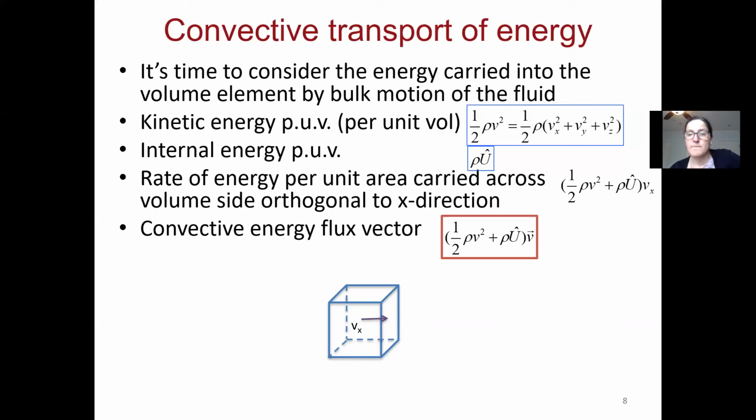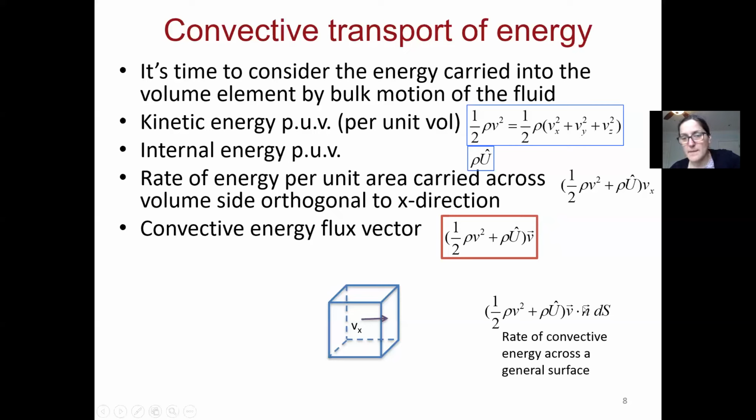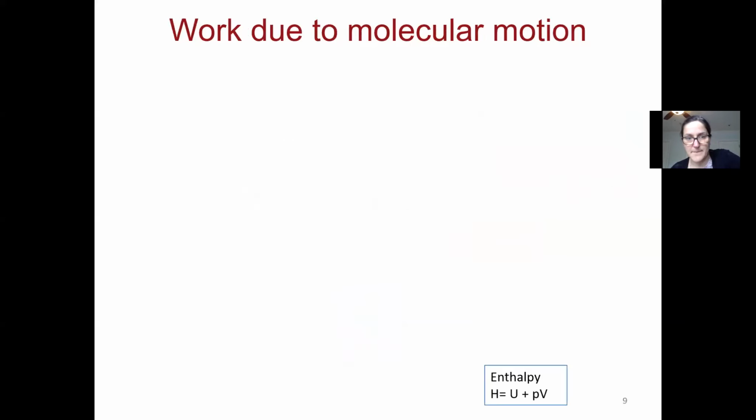So we're going to describe this convective portion of the energy flux with a vector that basically takes the energy and multiplies it by vector v. And if I need to project it onto any general surface, I can do so by projecting onto the normal of that surface and multiplying by the surface area. And if I need to collect all of those, I'm going to sum up or integrate. So the integral is really a sum.